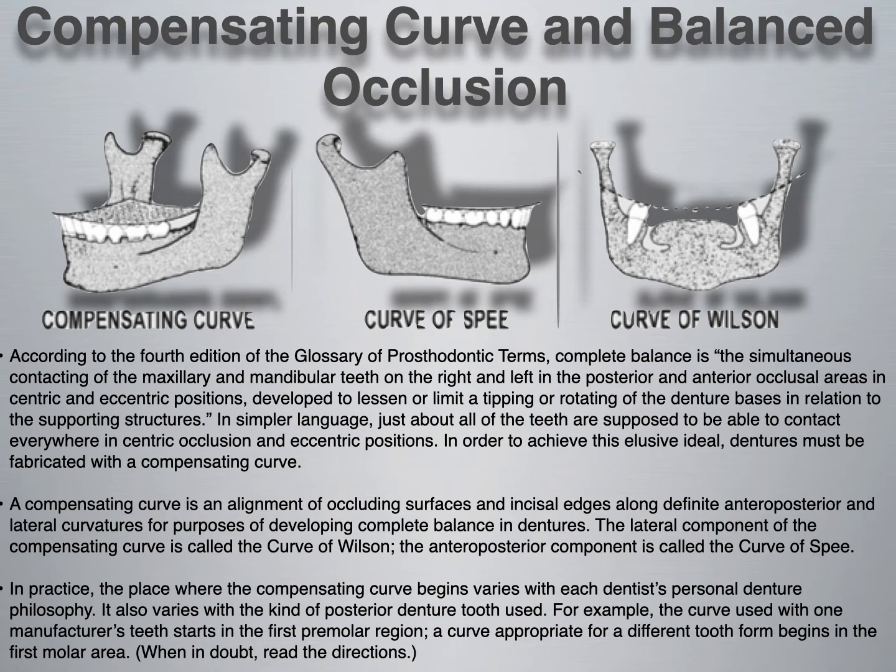And then we have our anterior posterior curve, which is from the front to the back, and you can see it swoops up towards the posterior and dips in the middle. That is your anterior posterior curve. That's called your curve of Spee. Now, in practice, the place where the compensating curve begins varies for each dentist's personal denture philosophy. It also varies with the kind of posterior denture tooth that's being used. For example, the curve used with one manufacturer's teeth starts at the first premolar region. A curve appropriate for a different tooth form begins in the first molar area. When in doubt, just read the directions. It really does have to do with different tooth molds. I would say that curve can occur anywhere along the posterior. Some are more exaggerated than others as well. But overall, the compensating curve is important when it comes to a bilaterally balanced occlusion with complete dentures.